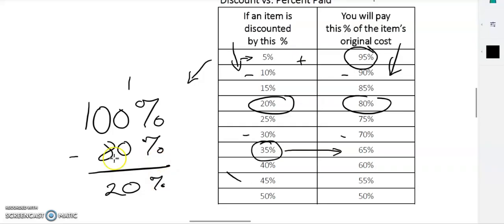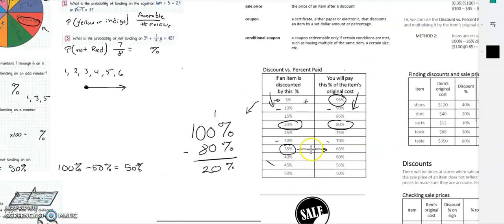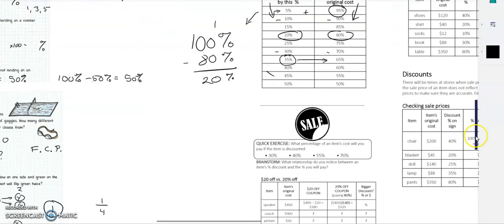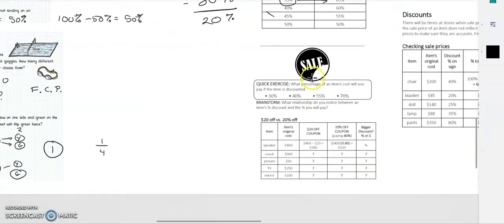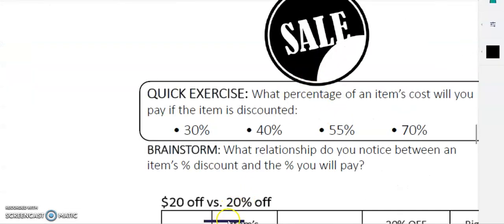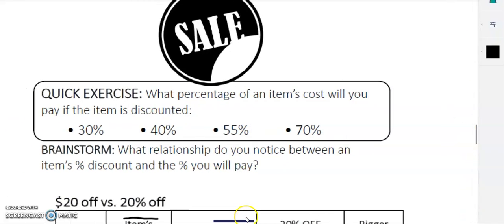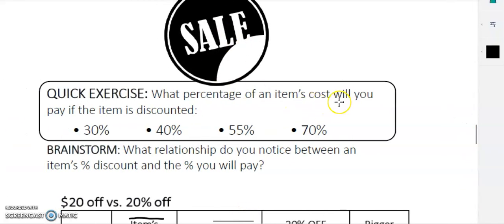Okay, so the packet, as I originally printed it, I feel like has things a little bit out of order. Okay, so what I want to do next is I'm going to skip over a page here, and we're going to look at this question right here first. Okay, so quick exercise. It's the little, looks like the sale sticker. So what percentage of an item's cost will you pay if the item is discounted 30%?